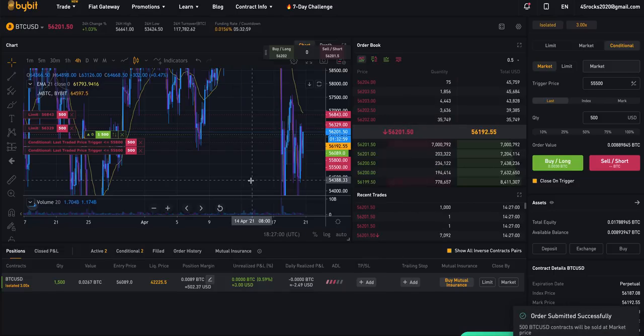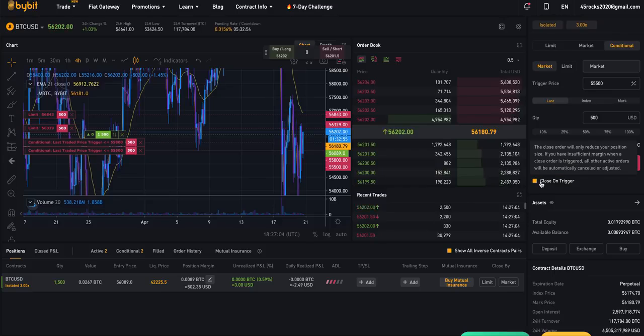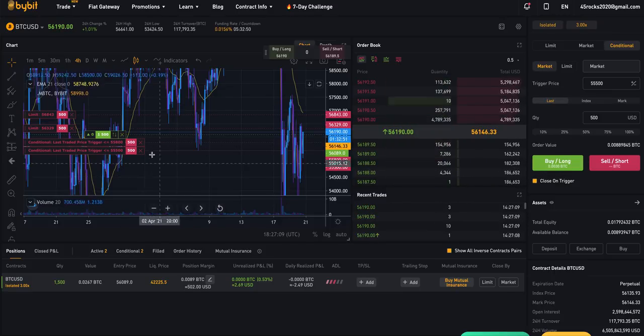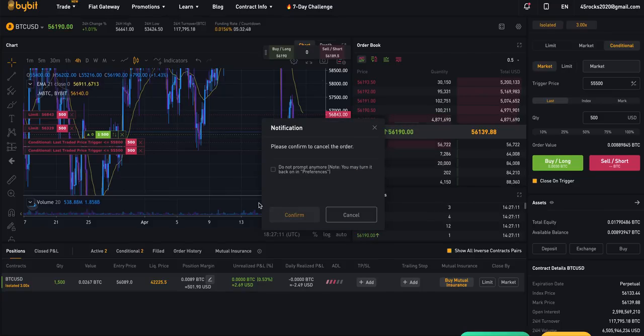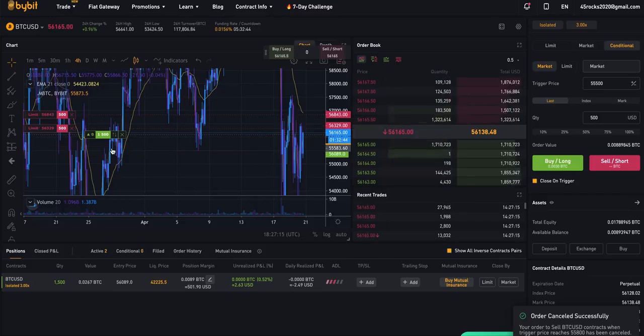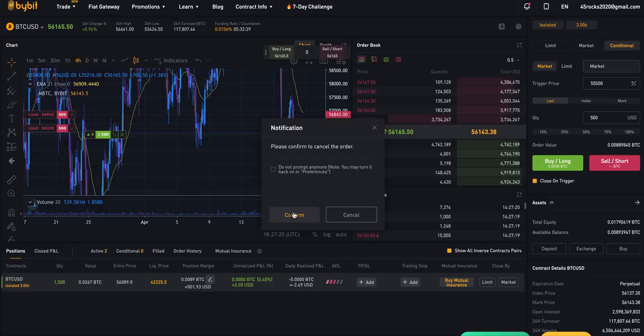Now, again, guys, this is different than a regular limit order. We are going to be doing a conditional market order that says close on trigger. This is how we're going to set up multiple stop losses. Okay, I'm going to go ahead and close out all these orders now. I want to talk about leverage, and I want to talk about margin.